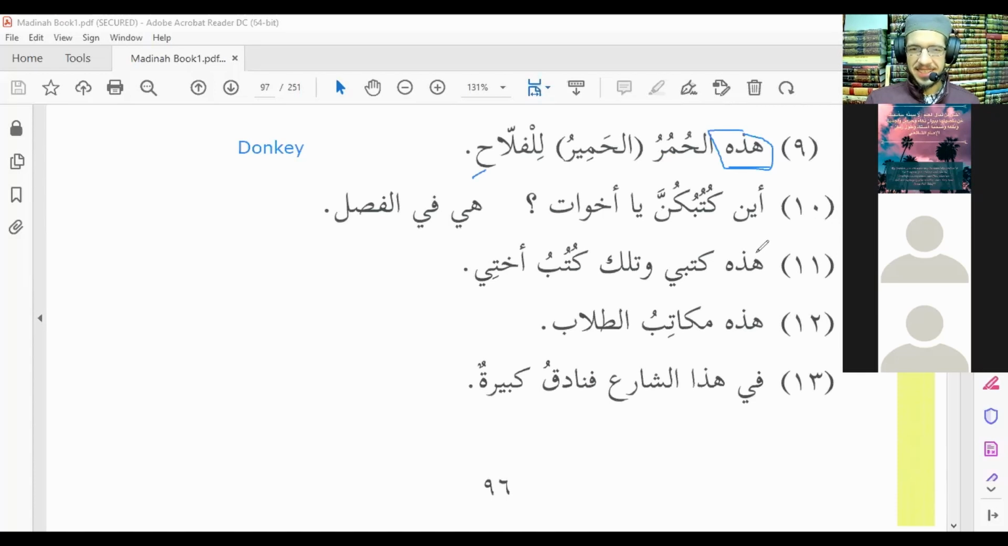Inna kutubu, 10 right here. Inna kutubu kunna, ya ukhwatu. Yes, ya akhawatu. Good. Hiya fil fasli. Fantastic. And I'm going to spot you this because I think we learned this when you were away. Kunna is an exclusively feminine possessive pronoun. You're talking about "you all" something, but for a group of females. Okay, so with that information at your disposal, try to translate this question.